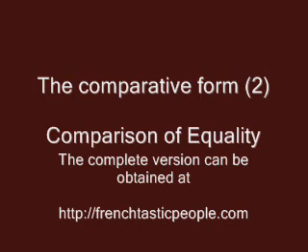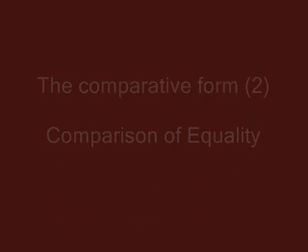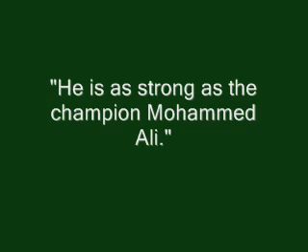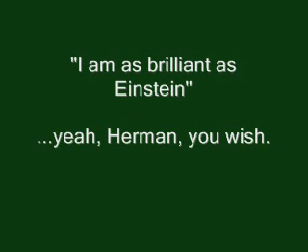This is the continuation of our chapter on the comparative form. This time we are going to learn how to make comparisons of equality. For example, we will learn how to say he is as strong as the champion Muhammad Ali, or I am as brilliant as Einstein, which is not true, of course. So we will be learning how to translate expressions such as much as, many as, or as, all of them expressing the comparison of equality.